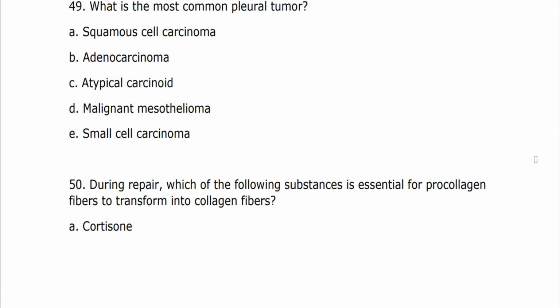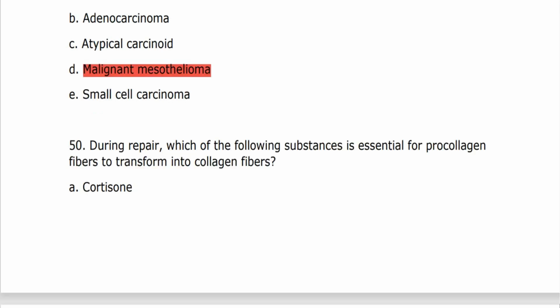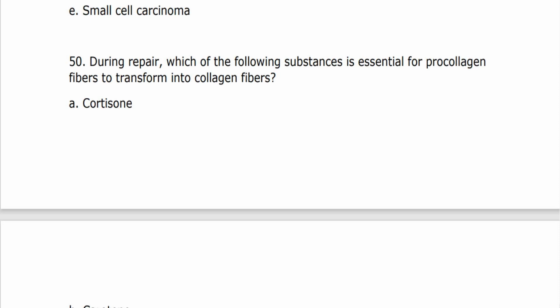What is the most common pleural tumor? The most common pleural tumor is actually mesothelioma. And the thing with mesothelioma is that it is malignant. It doesn't matter whether they put malignant mesothelioma or not. It's always malignant, and prognosis is not so great. It takes years to develop, like 15 to 30 years, but once it develops, it is malignant, and prognosis is not that great.